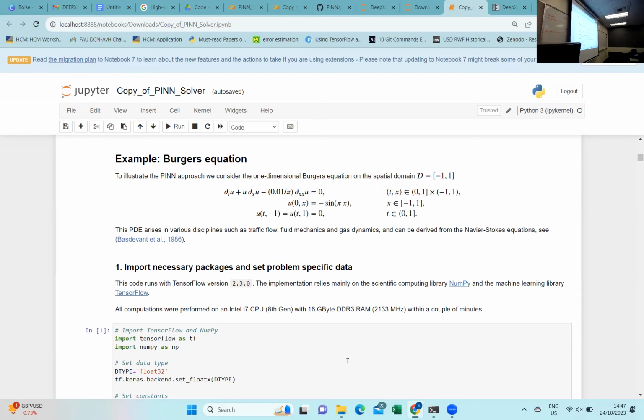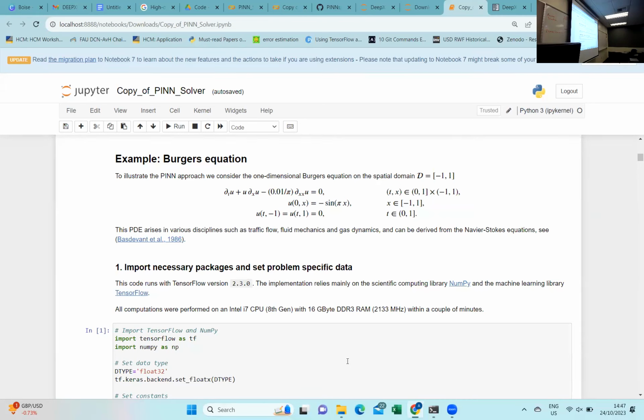So we're good. This is the Burgers equation, and it appears in various disciplines such as fluid mechanics and gas dynamics. This is the equation we consider, and from here we can easily extract the differentiation operators.